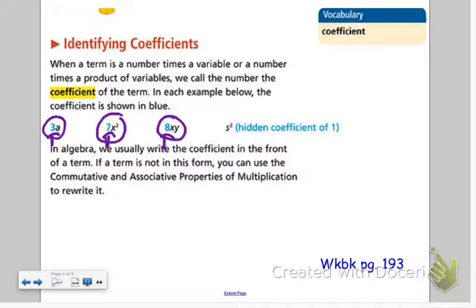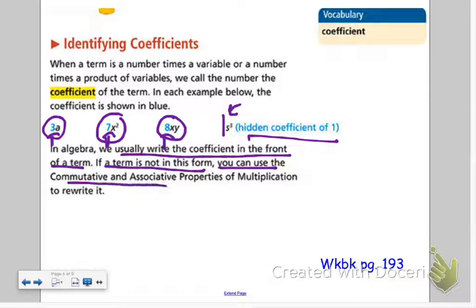Or, look at this one, s to the third power. Guess what? There is a coefficient there. It's a hidden coefficient of 1. So here you can say that 1 is the coefficient of s to the third power. Now, you'll notice in all of these, the coefficient always came first. It was always the number in front of the variable or variables. In algebra, we usually write the coefficient in the front of a term. If a term is not in this form, you can use the commutative and associative properties of multiplication to rewrite it.